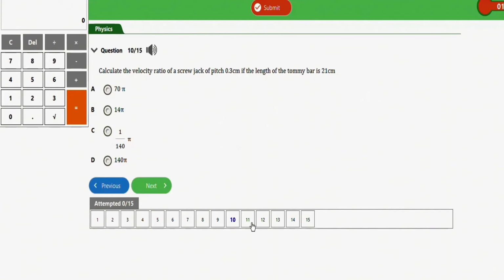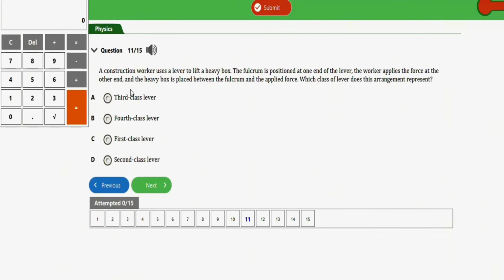So the next repeated question will be this question. It says a construction worker uses a lever to lift a heavy box. The fulcrum is positioned at one end of the lever. The worker applies the force at the other end, and the heavy box is placed between the fulcrum and the applied force. Which class of lever does this arrangement represent? So this is obvious. It will be a second class lever, where the load is in between the fulcrum and the effort. Alright, so the correct option here is option D. So that's it. The next question will be this one.